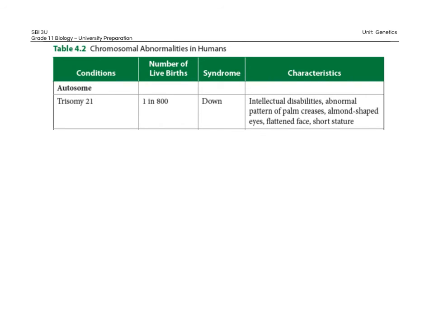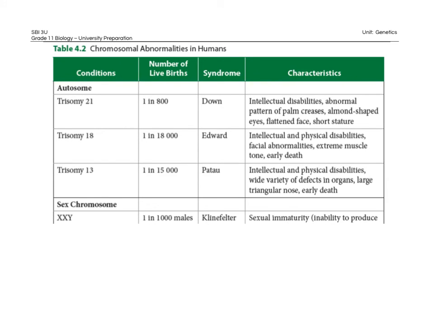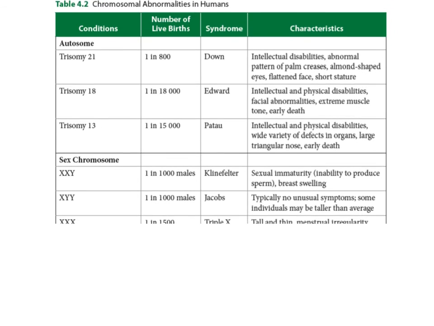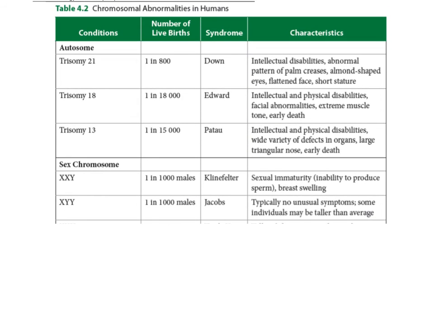There are several others in your textbook. I'm not going to go through all of them, but I am going to point out a few. I'm going to scroll down to when this happens with your sex chromosomes. So we know that the 23rd pair of chromosomes determines our sex. Trisomy 21 is an autosomal condition, so it doesn't affect male or female. In fact, it affects males and females equally.